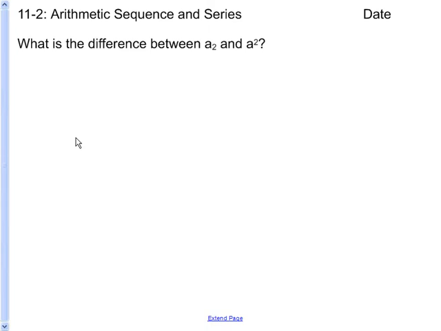11.2 is covering arithmetic sequences and series. So the question here is, what is the difference between a with a subscript of 2 and a that is raised to the second power?